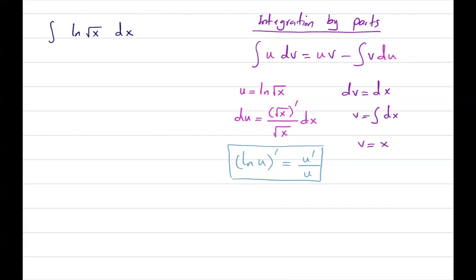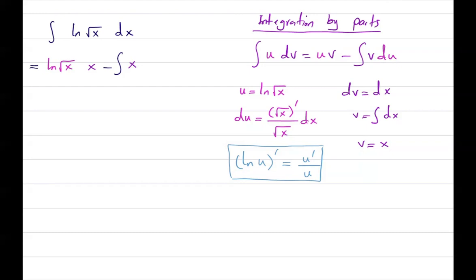Let us just plug them into the integration by parts formula and see what we get. This is equal to uv. U is equal to ln of square root of x. V is x itself, minus the integral of v du. V is x, and du is the derivative of square root of x divided by square root of x.